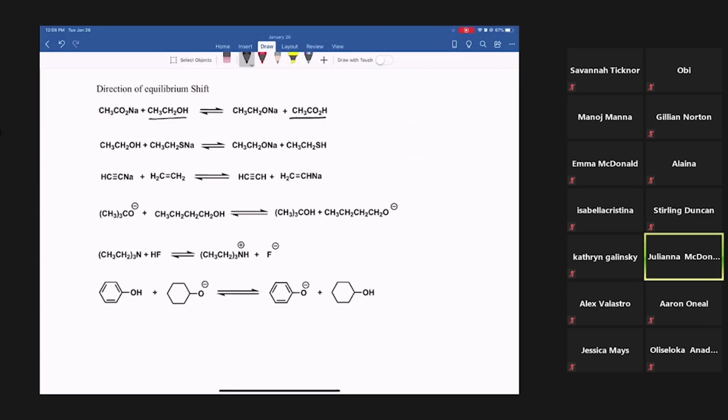Would it shift right? Because the OH group will just dissociate. Is that correct? I don't really know.